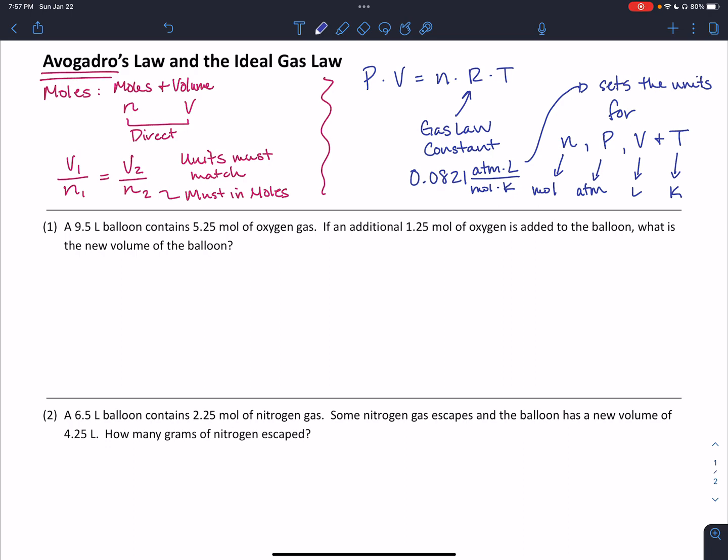Okay. All right. So let's work a couple problems. This first one, we have a 9.5 liter balloon that contains 5.25 moles of oxygen gas.